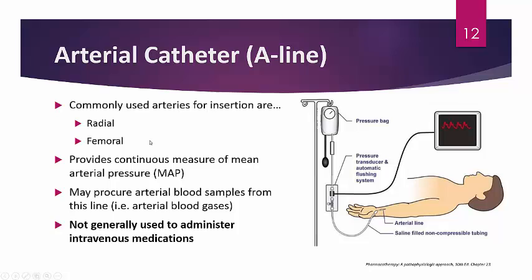What this line does is it can provide a continuous measure of mean arterial pressure as well as your blood pressure. Another benefit from this, which we learned from acid-base last semester, is that you may use an arterial line to take ABGs or arterial blood samples. One thing about this line that's different than some of the other lines that you may be familiar with is that it's not generally used to administer intravenous medications.